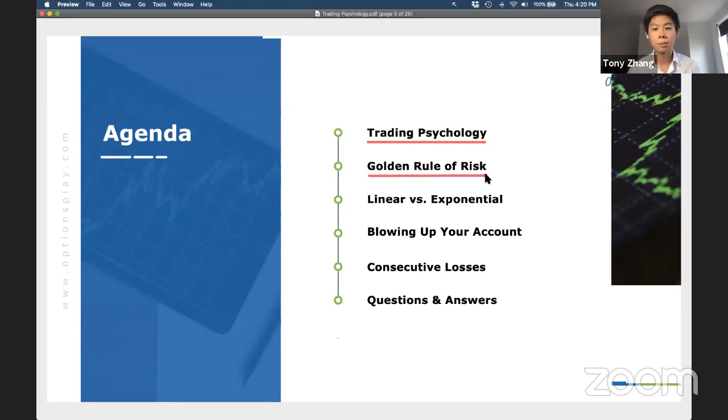Then we're going to talk a little bit about how to actually achieve this, and what are some of the rules or things that you can apply to your portfolio that can help you actually achieve this. So, the golden rule of risk management.